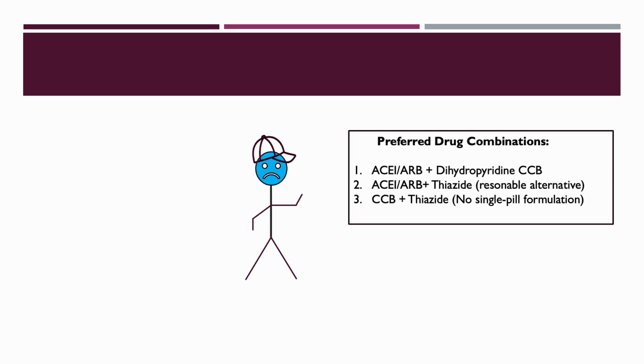Here are some of the preferred drug combinations. ACE inhibitor, ARB, and dihydropyridine type calcium channel blocker. ACE inhibitor, ARB, and thiazide are reasonable alternatives. We can also use calcium channel blocker along with thiazide. However, there's no single pill formulation for this combination.